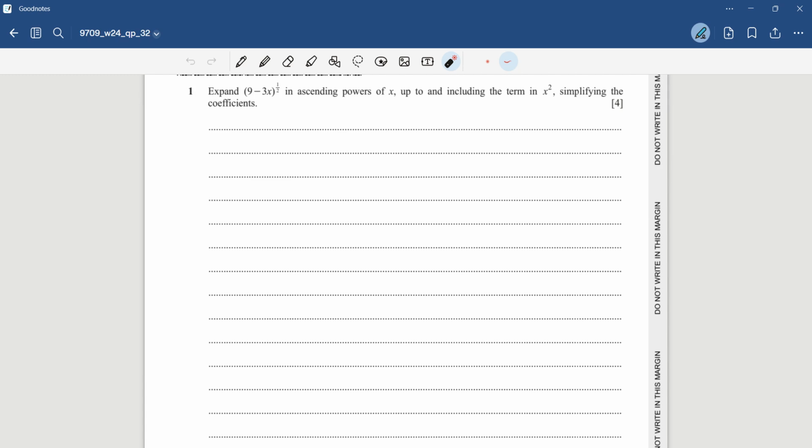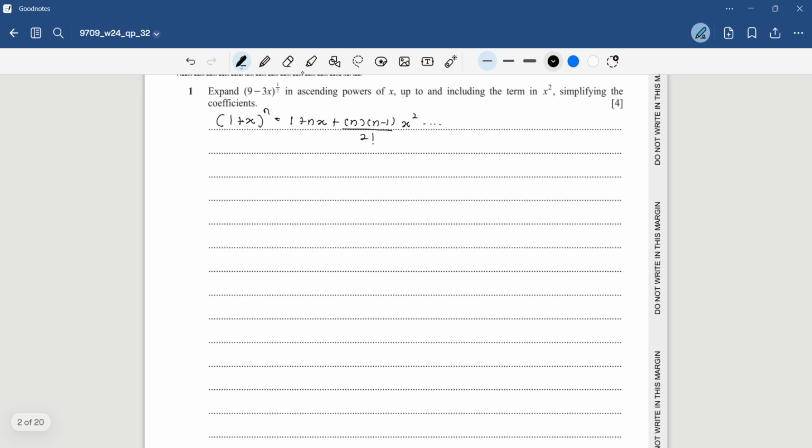Expand (9 minus 3x) to the power of half in ascending powers of x up to and including x squared. Simplify the coefficients. The first thing is that the power here is non-integer, so we will follow the binomial expansion from your formulation. It's going to be (1 plus x) to the power of n, where n is a non-integer, which is 1 plus nx plus n(n minus 1) over 2 factorial x squared, and so on. You can get this from your formula booklet.